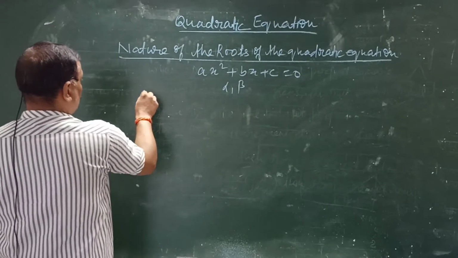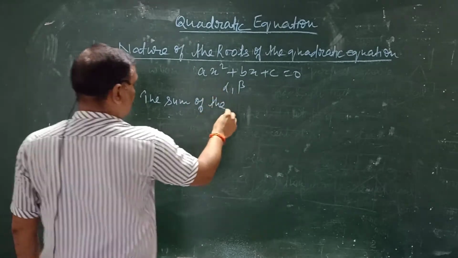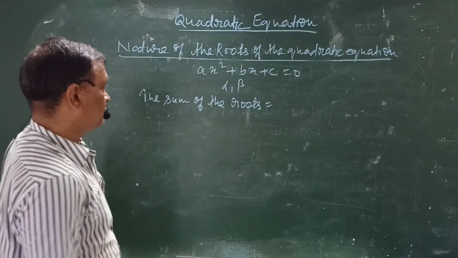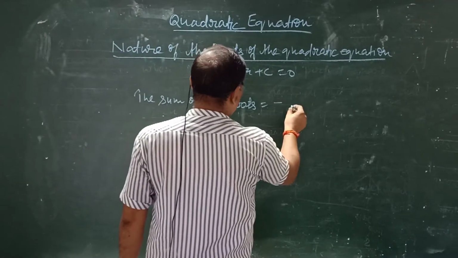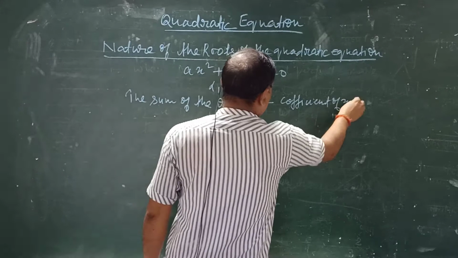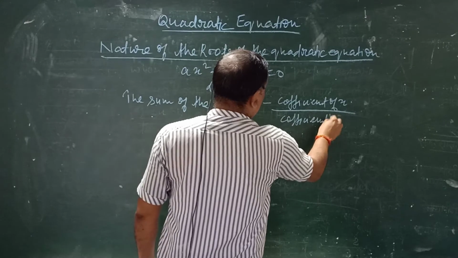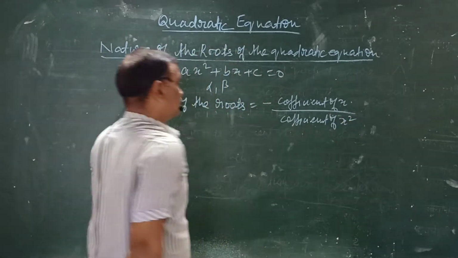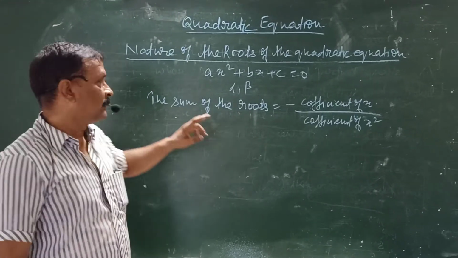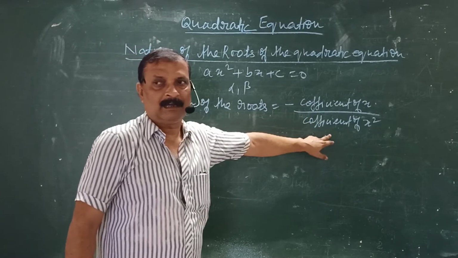The sum of the roots is equal to minus coefficient of x upon coefficient of x square. That is the formula for finding the sum of the roots without solving the quadratic equation. The formula is minus coefficient of x upon coefficient of x square.